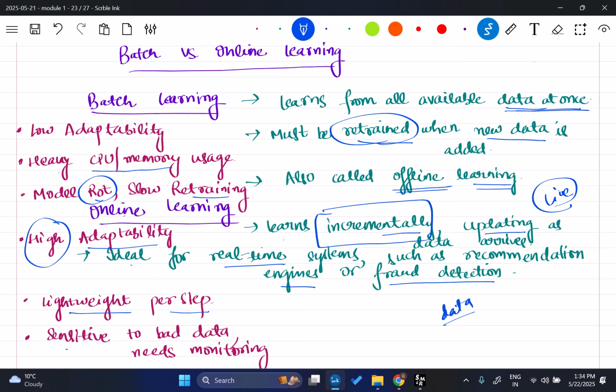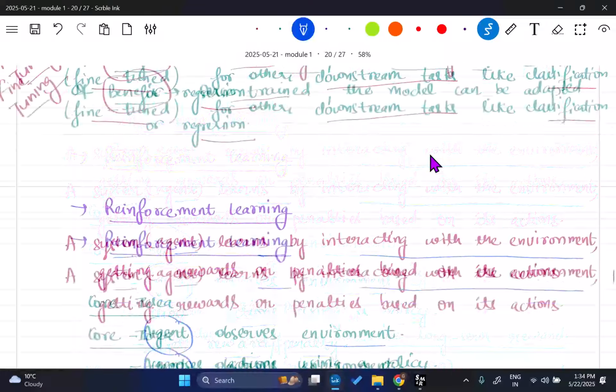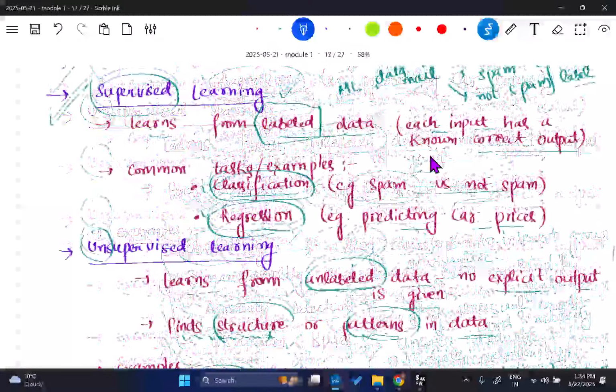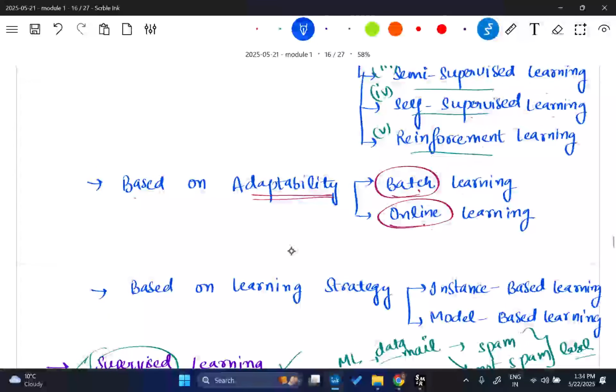But if the new data is bad data, so if we have added bad data, then we need to monitor that also, because this kind of online learning is very sensitive to bad data. We need some kind of online monitoring to save us from those kinds of situations. So we have covered batch versus online learning based on the adaptability of the ML models. We are going to come back and see what is left here.